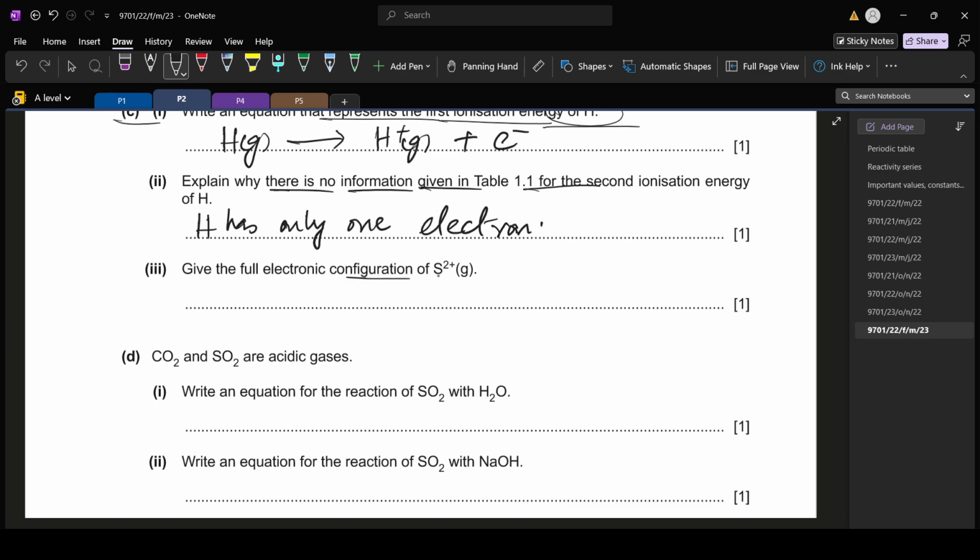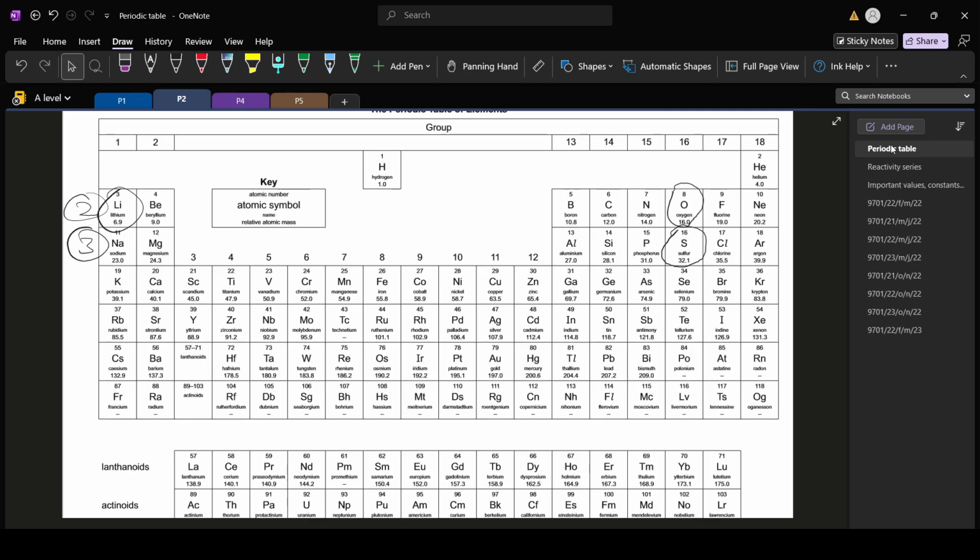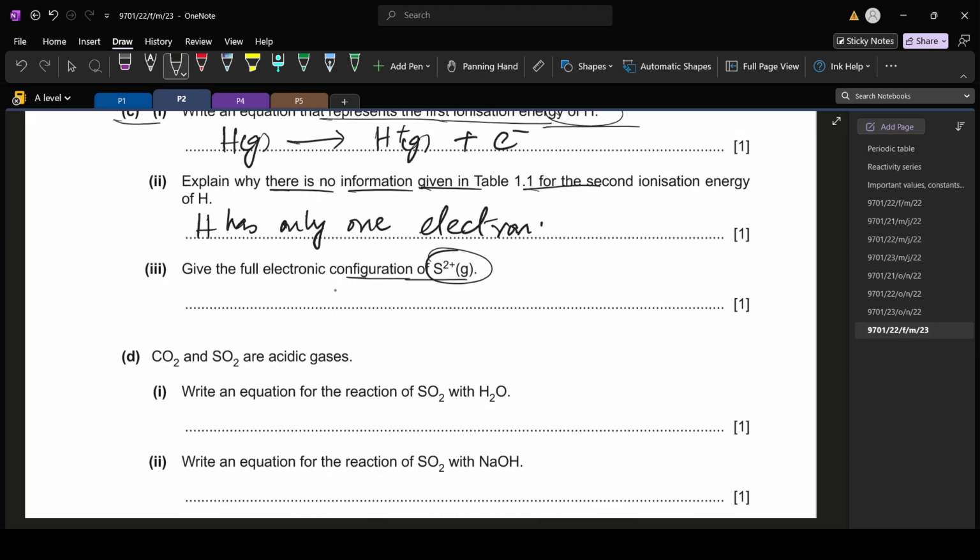Now give the full electronic configuration of sulfur 2 plus. Okay. So you can see that sulfur has 16 protons. So initially sulfur must have 16 electrons, and it loses 2 electrons to form 2 plus. So now it will have 14 electrons. So let's write the electronic configuration: 1s2, 2s2, 2p6, 3s2, and 3p2. So this is your electronic configuration of sulfur 2 plus.